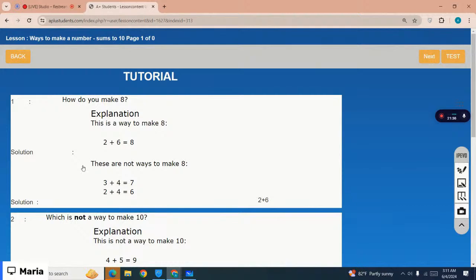Okay, the first one is how do you make 8? So that means you are given the examples. You are given four options, and you have to see which of the options makes 8. Let's just start with the test questions. For here, you are not given the options.